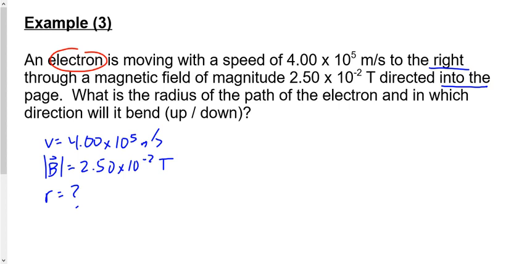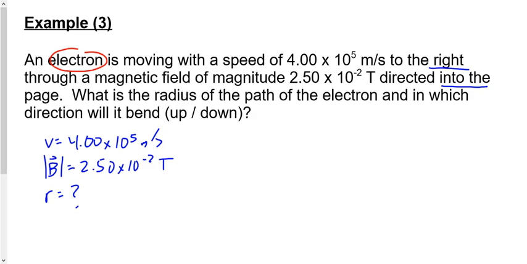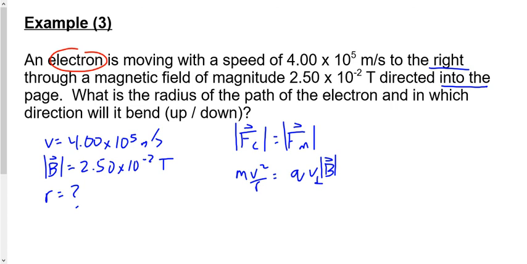Remember I said just a few minutes ago, if you're looking for radius, although F is equal to QVB is valid, so is mv squared over r, odds are what you're going to end up doing is the combination of the two, FC equals FM. So let's try that first. FC equals FM. So replace FC with mv squared over r, and let's replace FM with QVB. Let's cancel out one of the V's. V squared on the left side, V on the right side. One of the V's cancels out on both sides. And let's solve for R here.